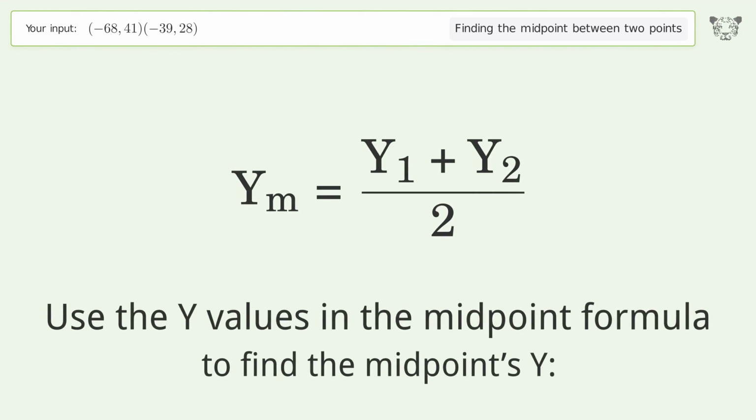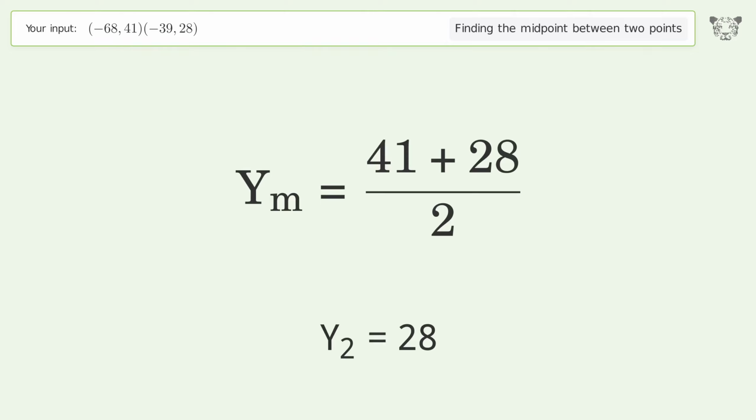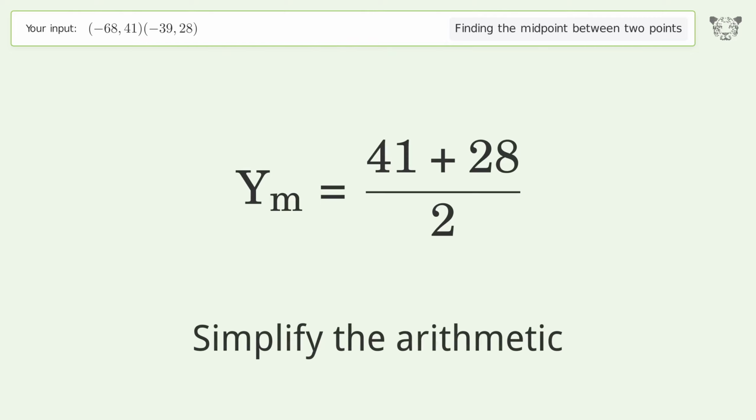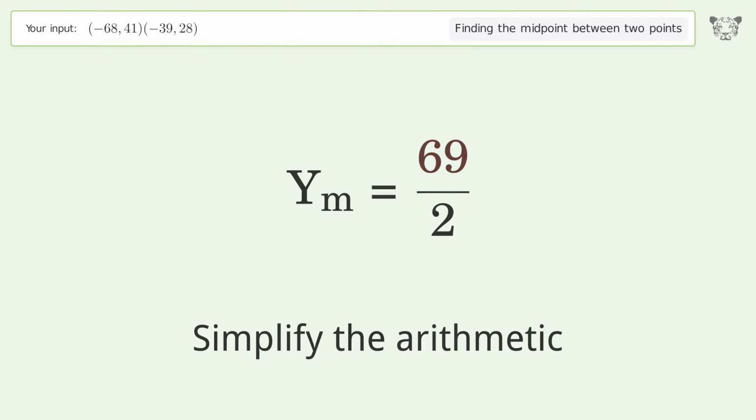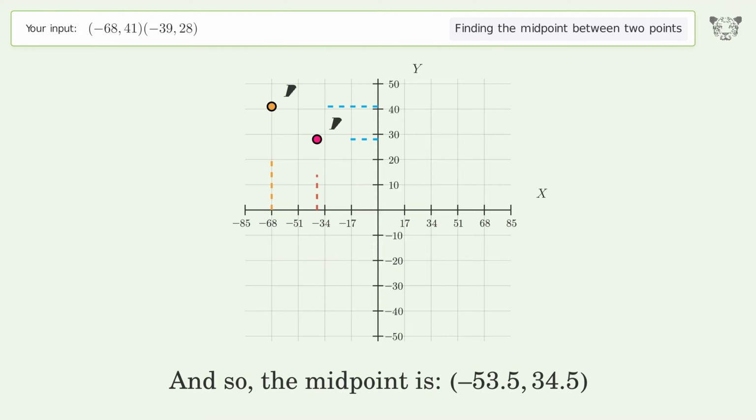Use the y values in the midpoint formula to find the midpoint's y. y1 equals 41. y2 equals 28. Simplify the arithmetic. And so, the midpoint is negative 53.5, 34.5.